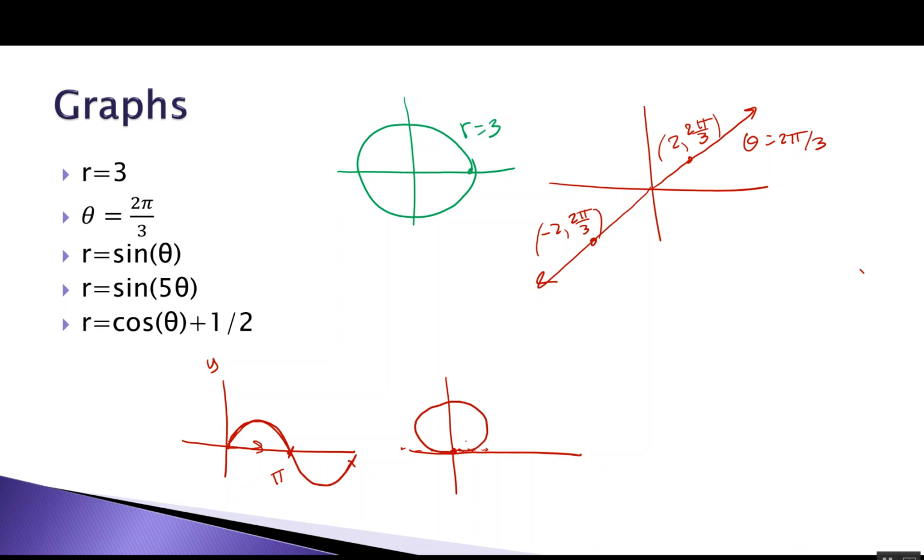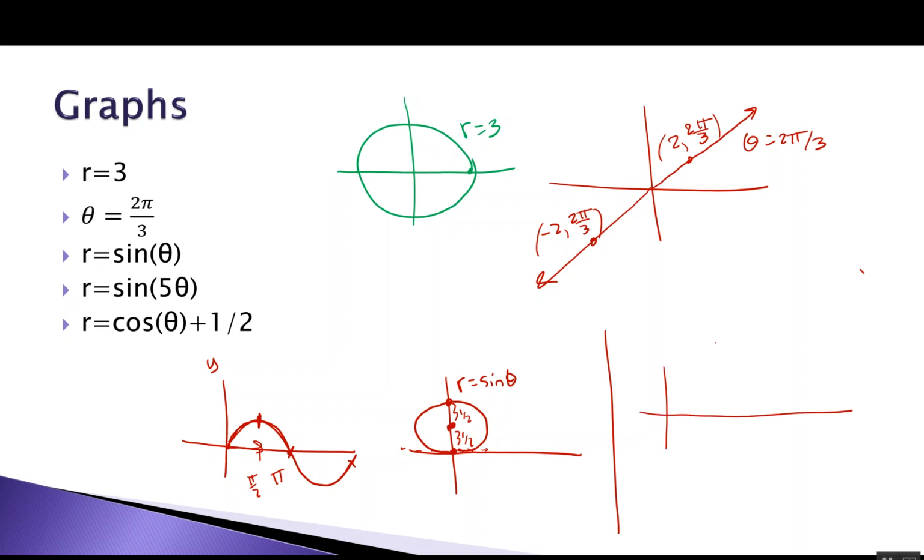And actually, this is a circle. The radius of this circle is 1/2. And that occurs right here. This is where my angle is pi over 2. So at pi over 2, my r value is 1. There's the center, so this is the center. So the radius of this circle is 1/2 and 1/2. Right there. Okay. R equals sine 5 theta is actually a very interesting one.